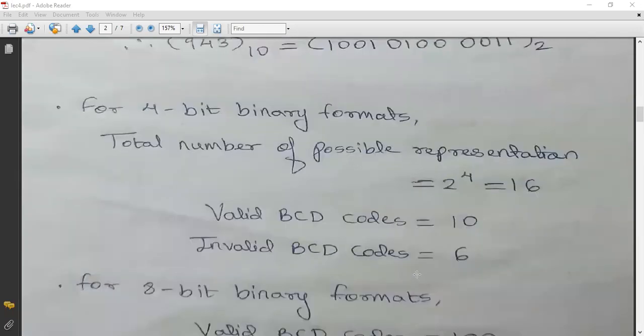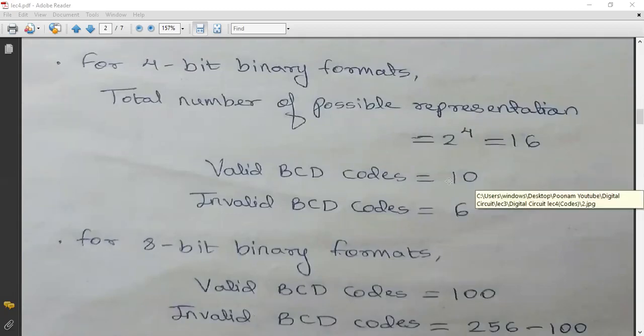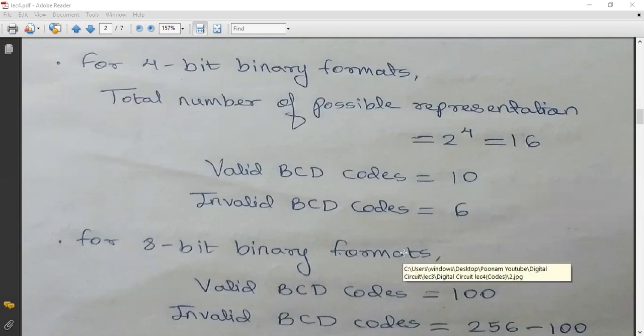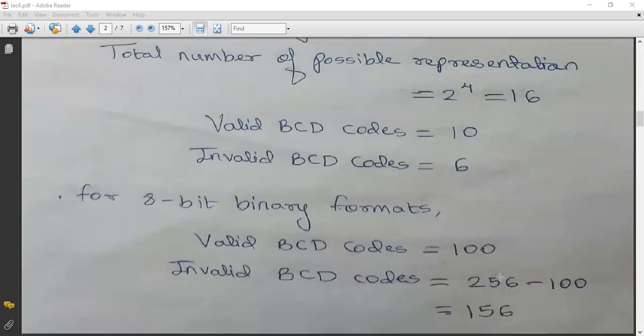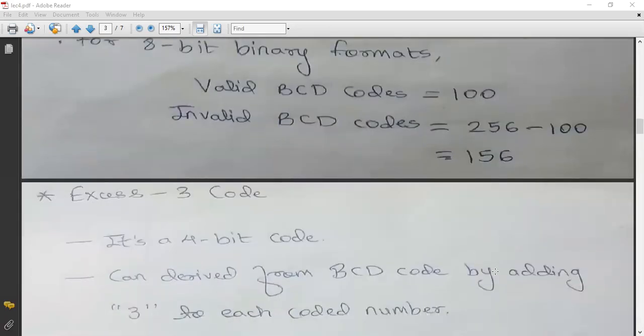Similarly, for an 8-bit binary code, how are we going to find its total number of possible representations? Just by raising 2 to the power 8. So 2 raised to 8 is nothing but 256, right? Among these, the valid BCD codes are 100, and the invalid BCD codes will be 256 minus 100, that will be 156. Right. So now let us see what is XS3 code.